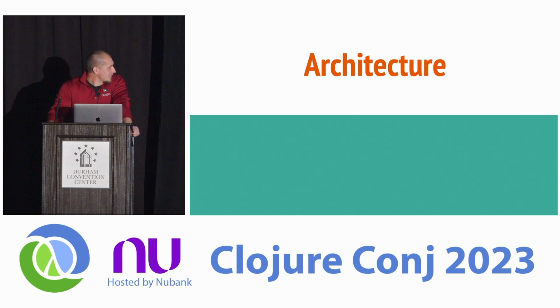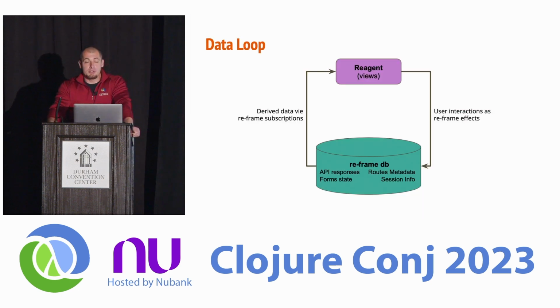Okay, let's talk about the technological aspect. So we use Reagent, which means that we pretty much are in this data loop that Reagent advertises as the solution to data state management problem. So in a re-frame database, we keep almost everything: API responses that we fetch from the backends, form state, metadata, session info, and so on and so forth. We subscribe to this data to render Reagent views, and we use events in order to update the state in the database and re-render the views.